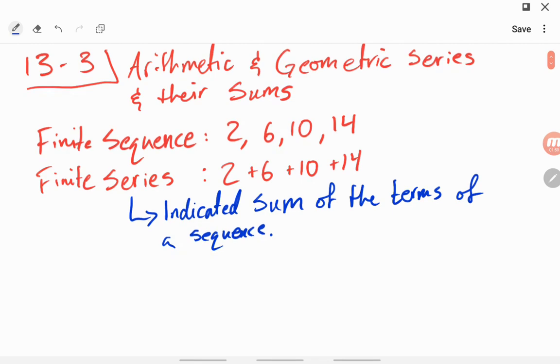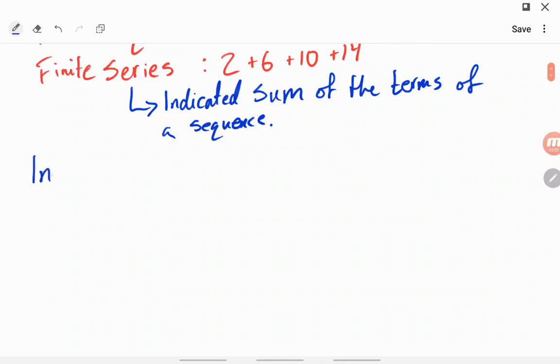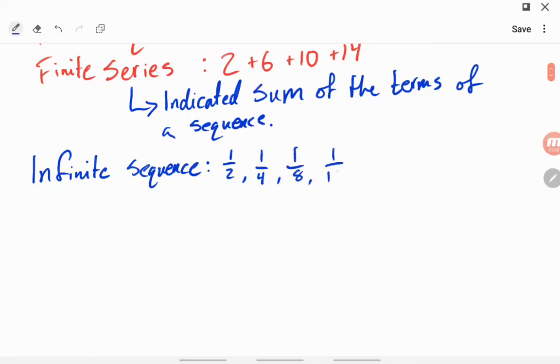So those are finite sequences. What about an infinite sequence? Well, that could be something like, let's start with 1/2, and then half that, and then half that, etc. We could go on and on and on forever. This is an infinite sequence. This is geometric because it's got a constant scale factor from term to term of 1/2.